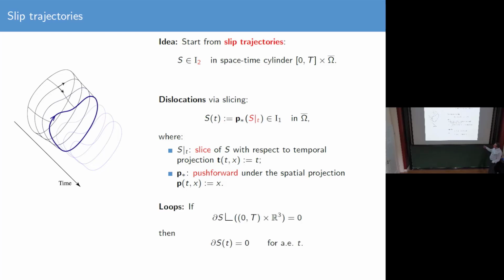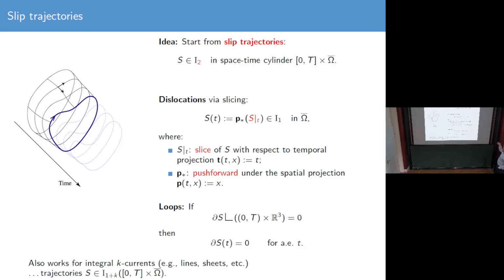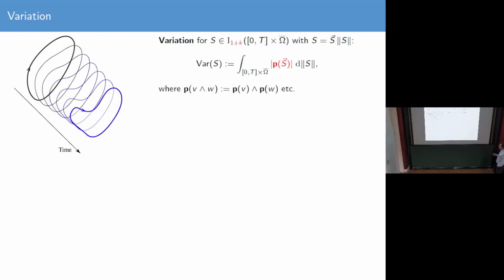Now, the nice thing is I told you that all these loops have to be boundaryless, and you can easily prescribe that for the surface, namely the surface can have boundary only at the beginning and the end point. Then one can prove that all these slices are boundaryless. I'm going to switch to doing this more generally for K currents, and then we're looking at these trajectories, which are in S^(1+K) in the space-time cylinder. Here it makes no difference at this level, but for dislocations, K is 1.